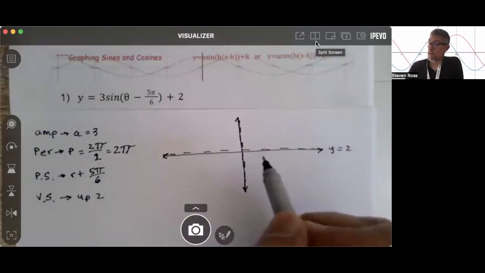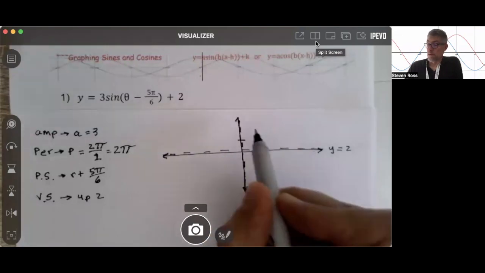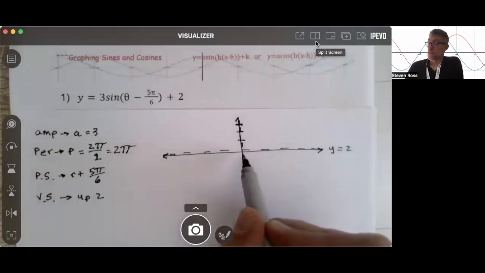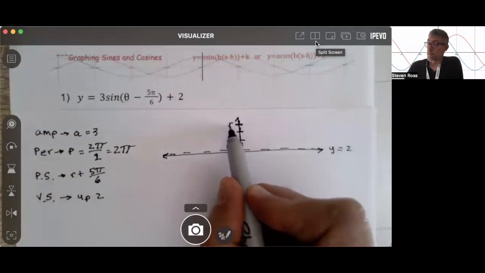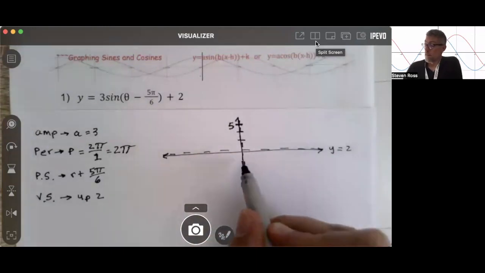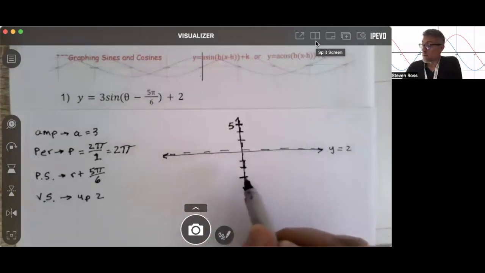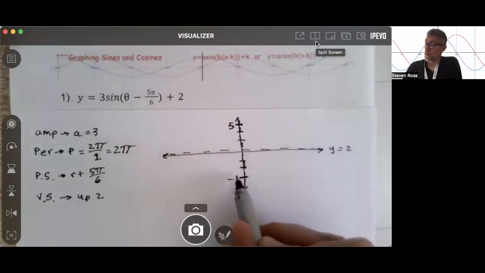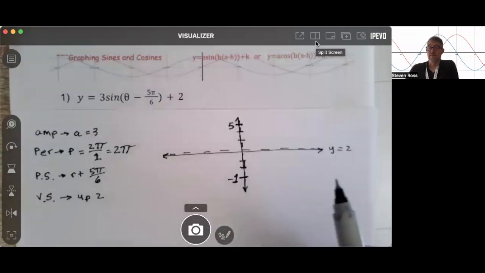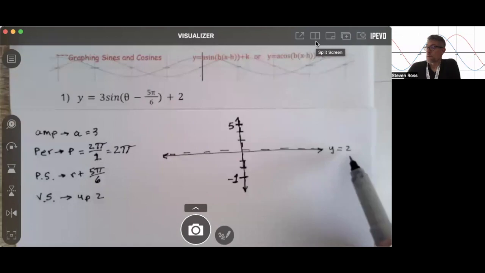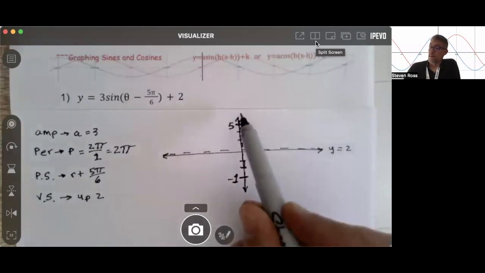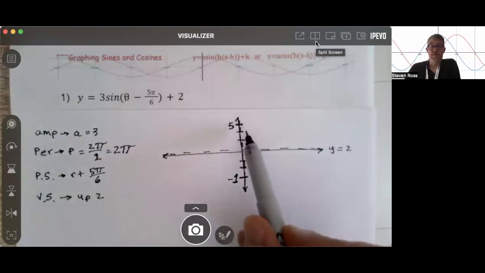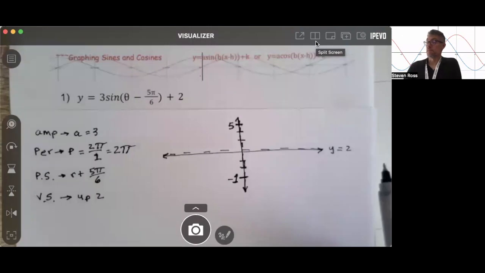And then I go to the other side, the amplitude. So let me go ahead and do the amplitude as well. 2, 3. So the amplitude is 3. So 2, 3, 4, 5. So it's going to go up to 5. And then it's going to go down to 2 minus 3, which is a negative 1. All right. So we have the vertical shift, and we also have our amplitude set. How high and how low: it goes up to 5, and it goes down to a negative 1.